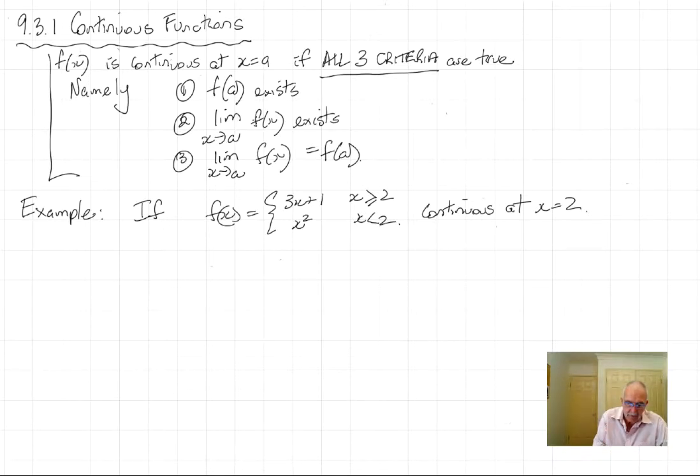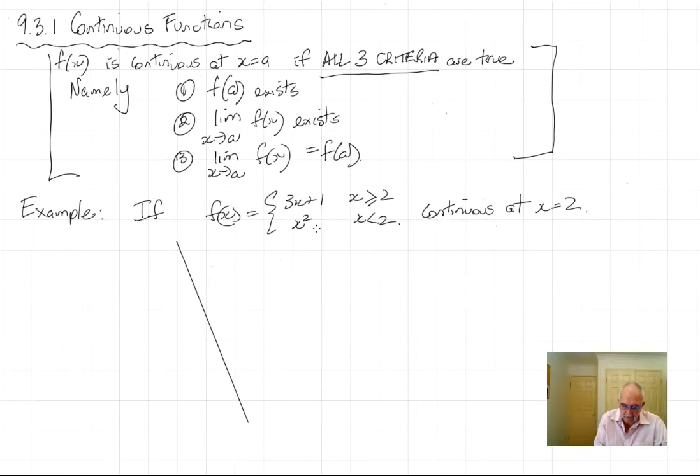And these three criteria are, number one, that you can find f of a, that it does exist. Number two, that the limit as x approaches a of f of x exists. And thirdly, that these two are the same: the limit as x approaches a of f of x equals f of a. So we just need to memorise that and then to be able to apply it. So let's just see how this works with an example.